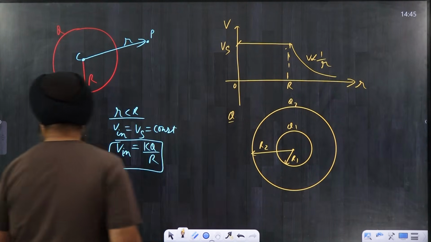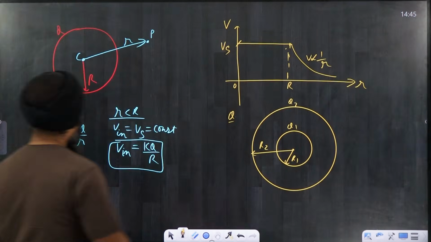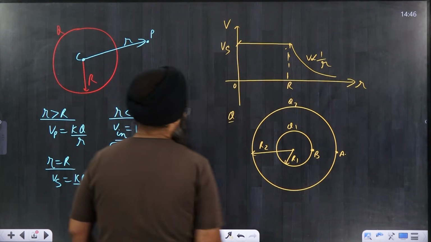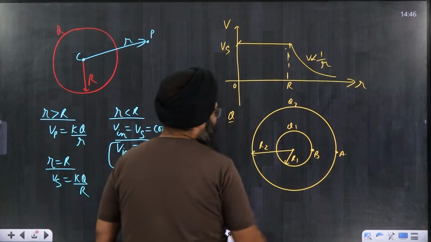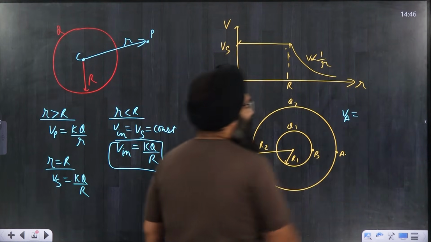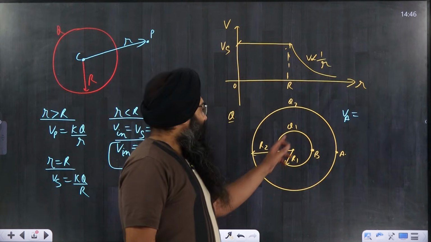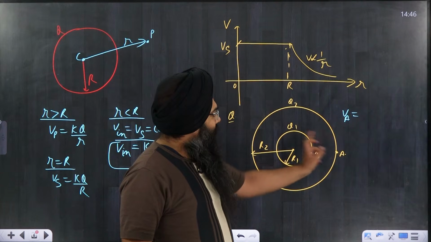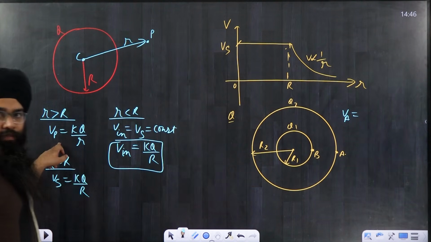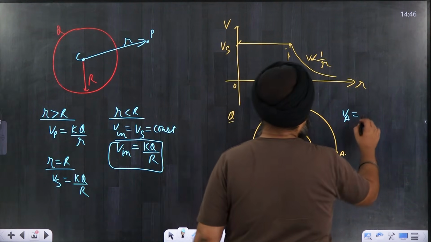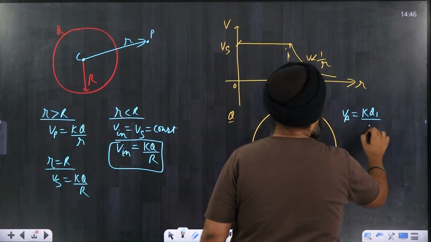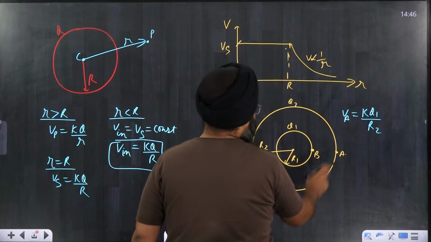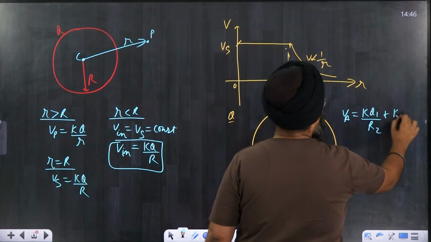They are asking you to find the potential at point A and point B. This point is point B and this point is point A. So VA and VB they are asking. How will you calculate? Very simple. To calculate the potential at A, first think about the Q1 charge. For this Q1 shell, point A is an outside point, so you apply the outside formula. You will write potential at A is equal to KQ1 divided by R2. And for Q2, this point is a surface point, so you will write KQ2 divided by R2.